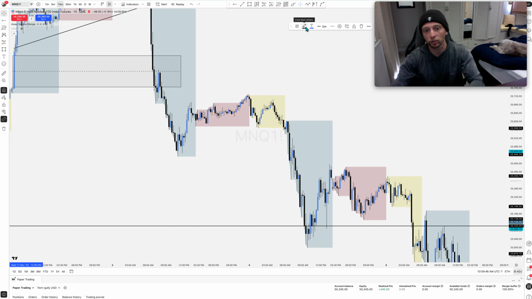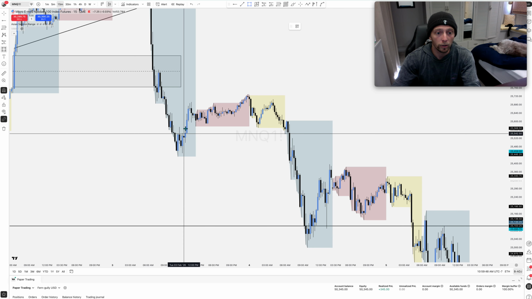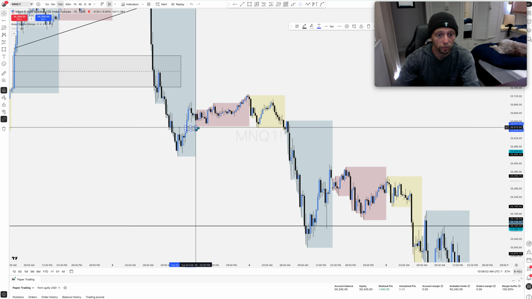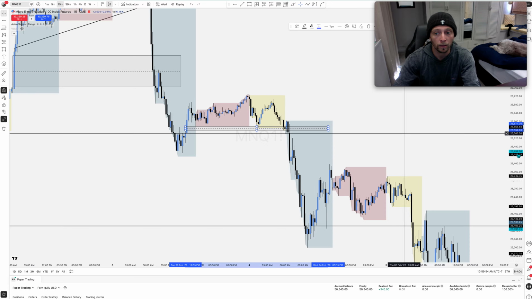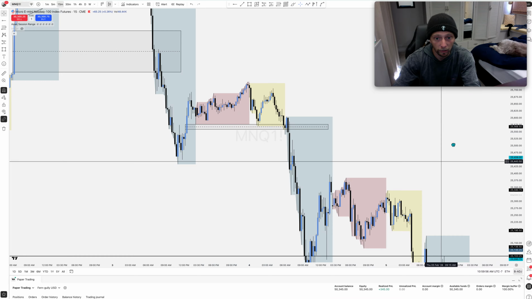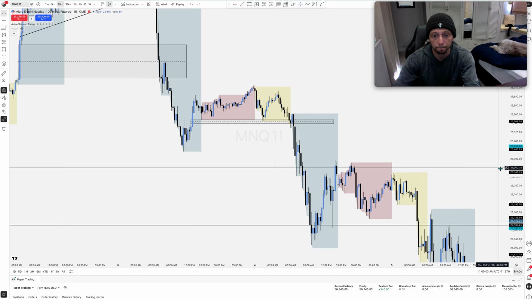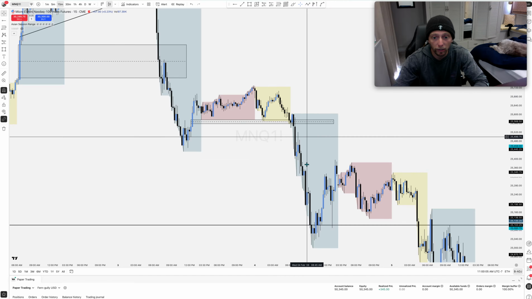to the opposite direction. So I would be looking for this right here. I know this is the wrong spot, but whatever. I would be looking for this to the downside. And since this is basically at market open, I would not take this trade. And yeah, this is pretty choppy price action.